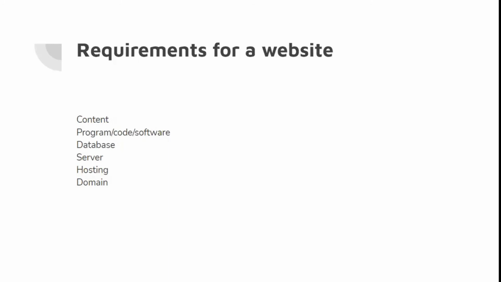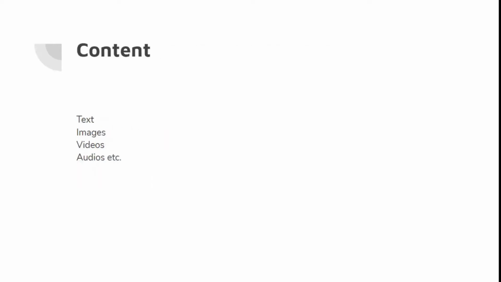Now we will go through the requirements to develop a website. These are the things required: content, program or code or software, database, server, hosting, and domain. We'll explain these things in detail. So content, what is content? If you develop a website, you might require text to put on your website, images, videos, audios, and other content. So they are the content of your website.